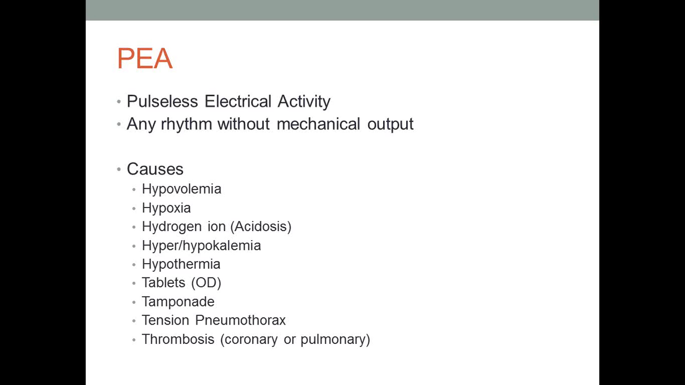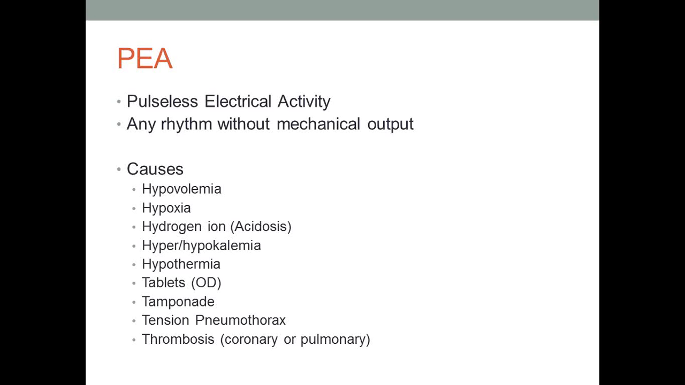There are certain causes of PEA. It's your 5 H's and your 4 T's. So your hypovolemia, which is your blood loss or low blood volume, low blood pressure. Hypoxia, so this is your lack of oxygen. Hydrogen ion, so acidosis, so your body becomes in a metabolic acidosis state. Hyper or hypokalemia, so if your electrical ions are out of balance.